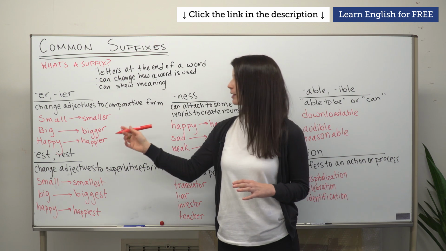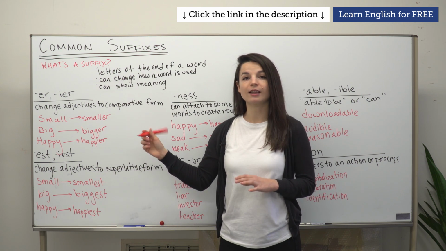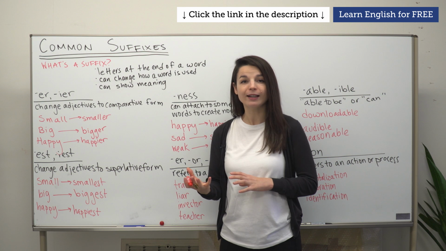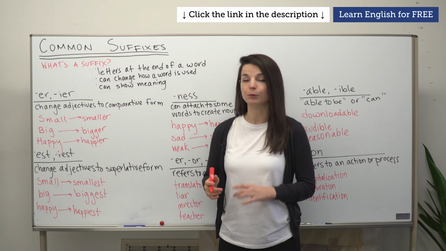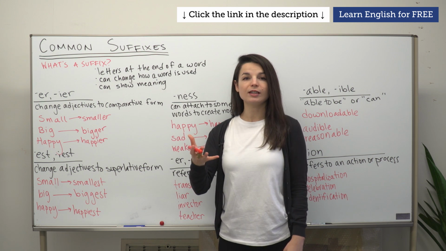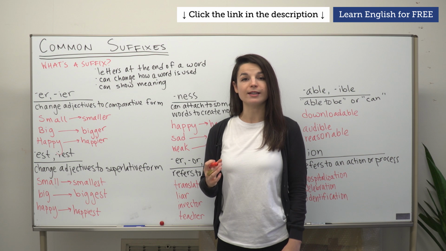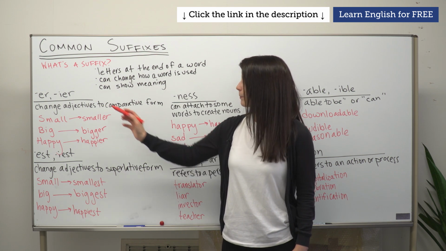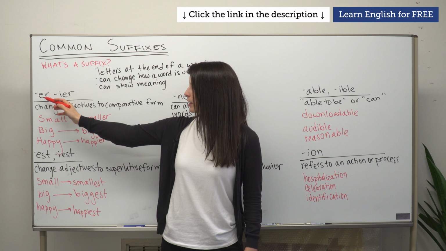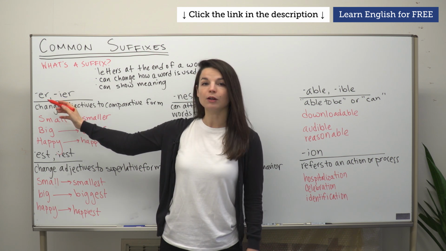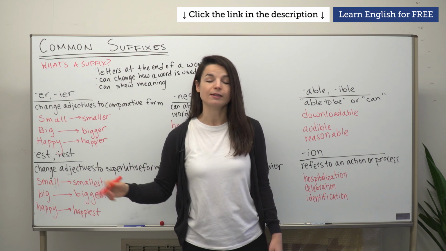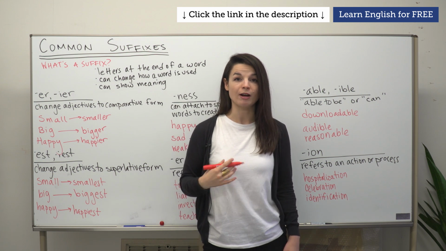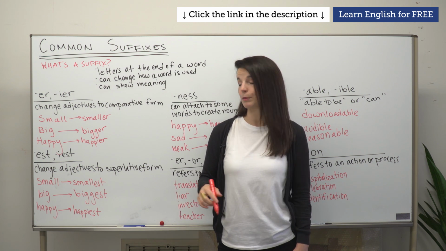First, I want to focus on some suffixes that really change grammatically how we use the word. So if you've watched these videos, maybe you've seen lessons about making the comparative form of adjectives. So in that video, we saw that we use ER or IER endings to make the comparative form of adjectives. Let's look at some examples.